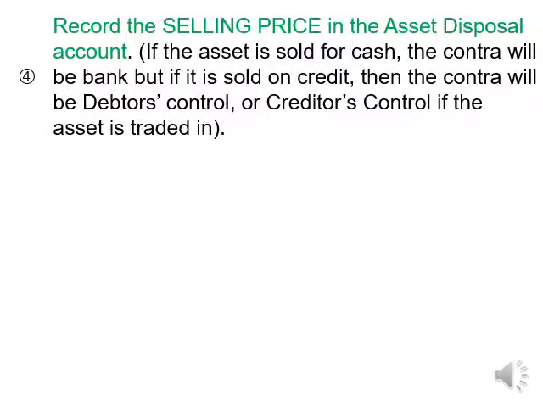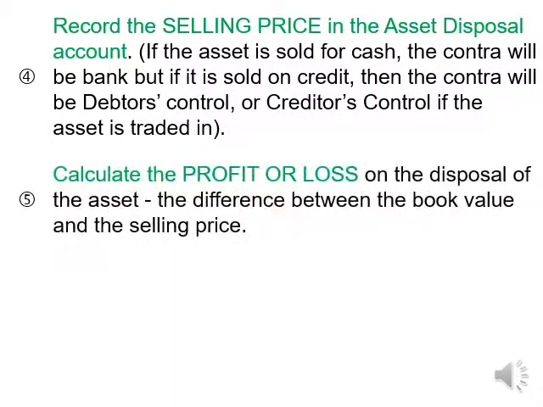Number 4 would be to record the selling price in the asset disposal account. If the asset is sold for cash, the contra account will be bank. If it's sold on credit, the contra account will be debtors control, or creditors control if the asset was a trade-in. Step number 5 would now be to calculate whether we've made a profit or a loss on the disposal of this asset. Remember, it's the difference between the book value and the selling price.